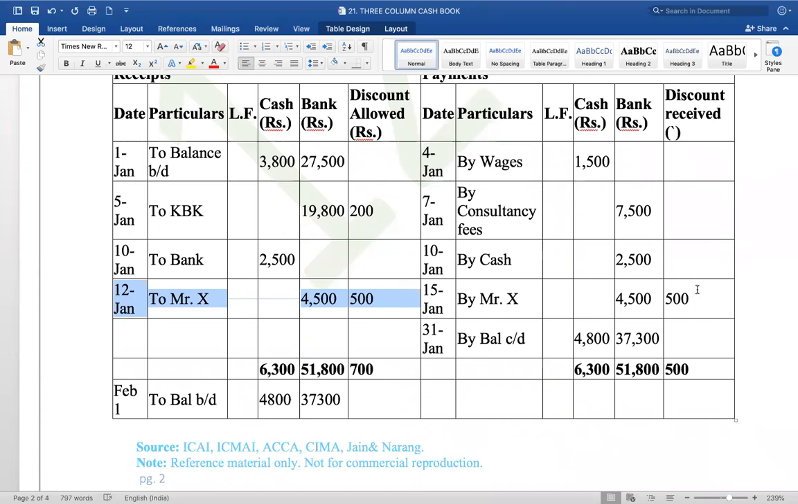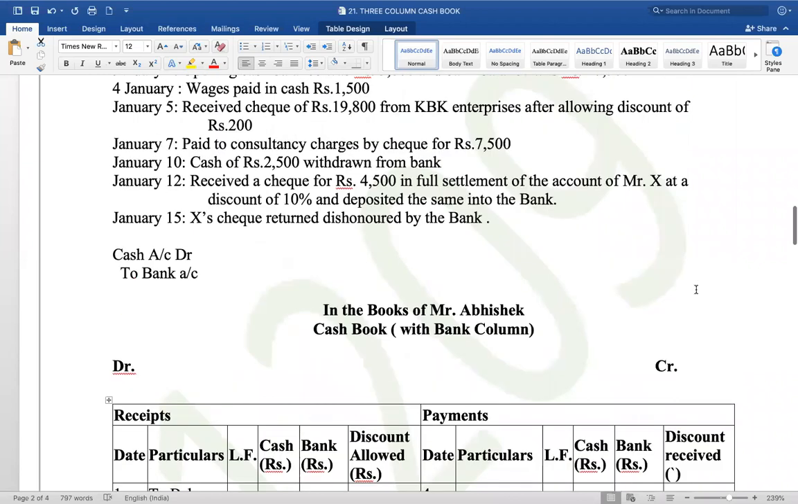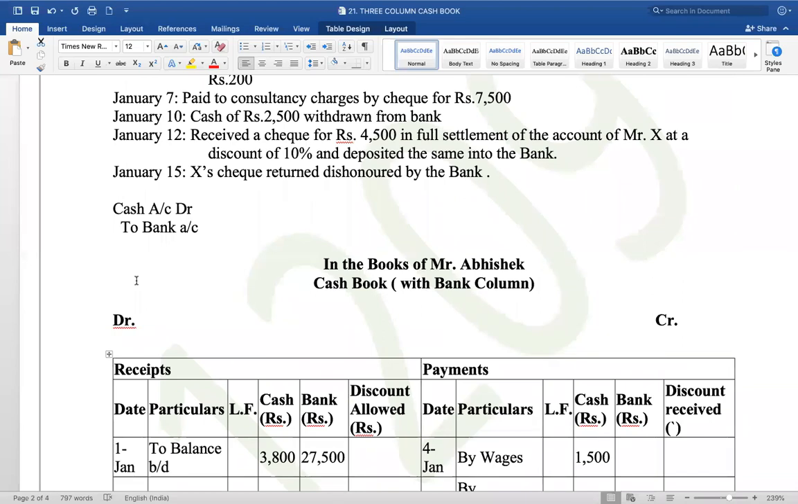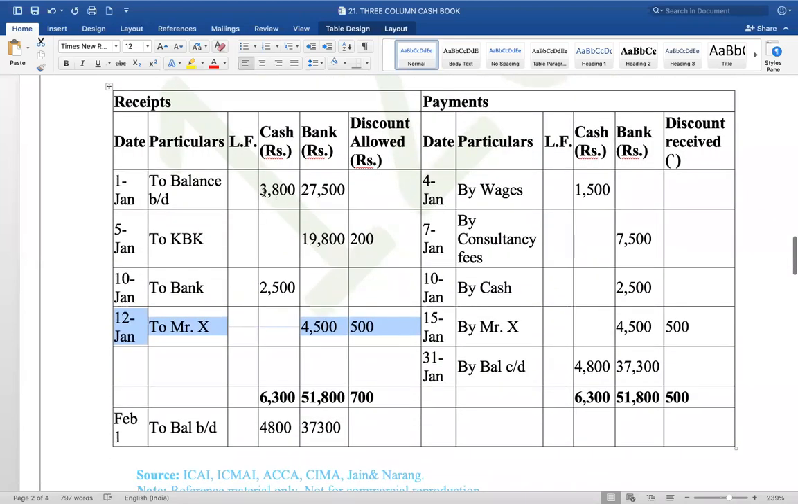Okay. Now that's the last transaction. January 15th, check returned dishonored by the bank. Right? Yes, sir, that's it. All transactions are over. Now the total: 3,800 plus 2,500 is 6,300.